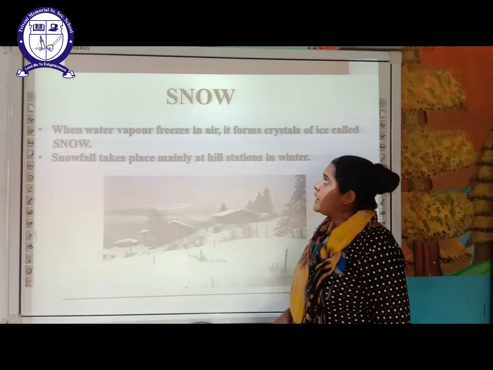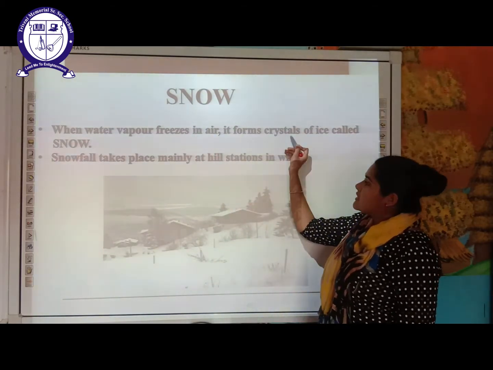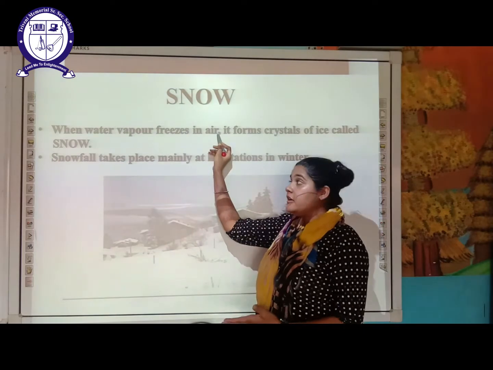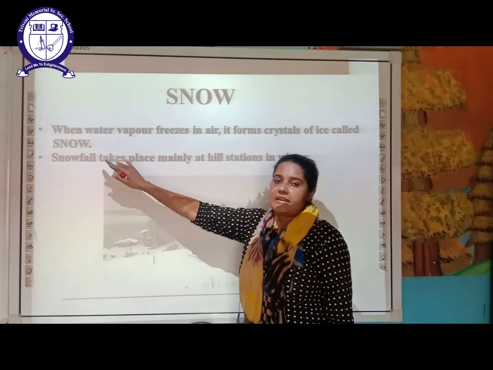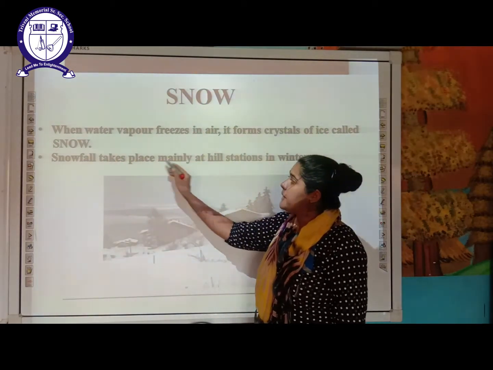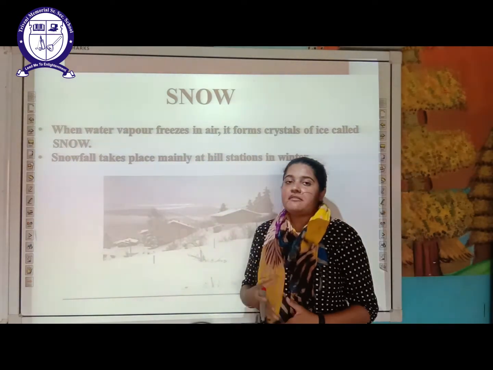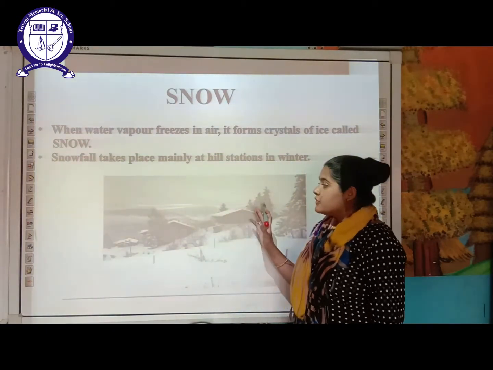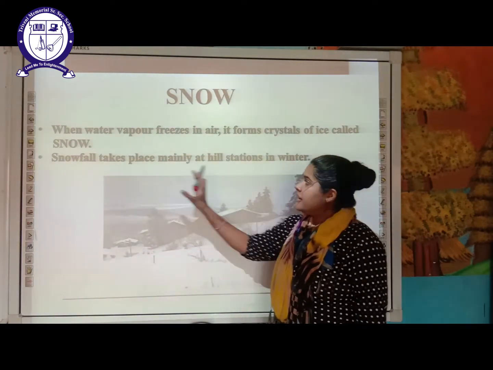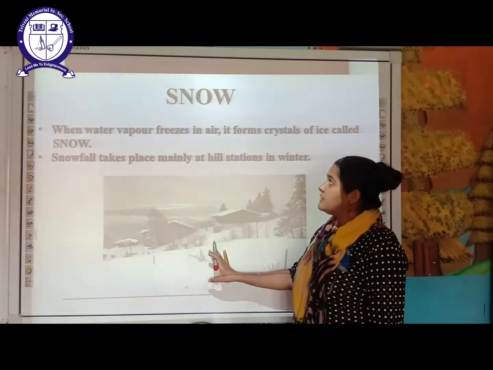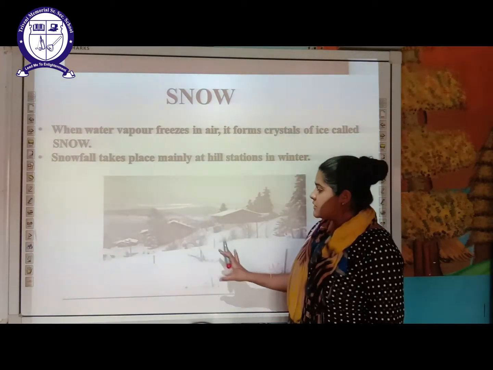Let's move on to the next one, that is snow. When water vapor freezes in the air, it forms crystals. So water vapor, when it freezes in the air itself, forms crystals of ice. Those crystals of ice are called snow. The snowfall takes place mainly at hill stations in winters. You might have visited certain hill stations during vacations. So you might have seen such a scenario there, that snowfall takes place at hill stations mainly in the winter season. So how is snow formed? This is also an example of condensation. This is wholly covered with snow.